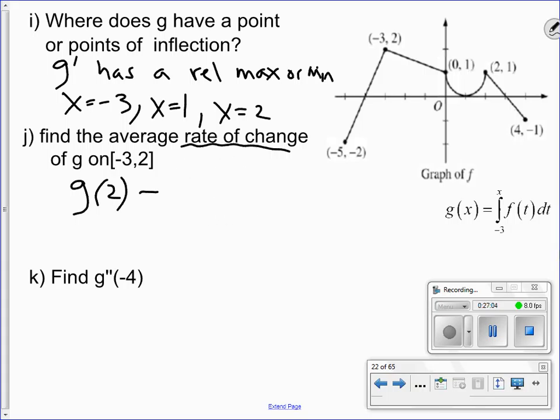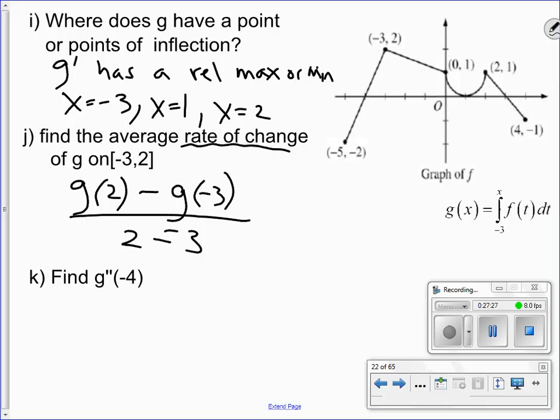So we need to find g of 2 minus g of negative 3, over... what order? Should I write negative 3 minus 2 or 2 minus negative 3? With the slope formula, I'm sure all your math teachers always said, make sure you keep the same order, right?